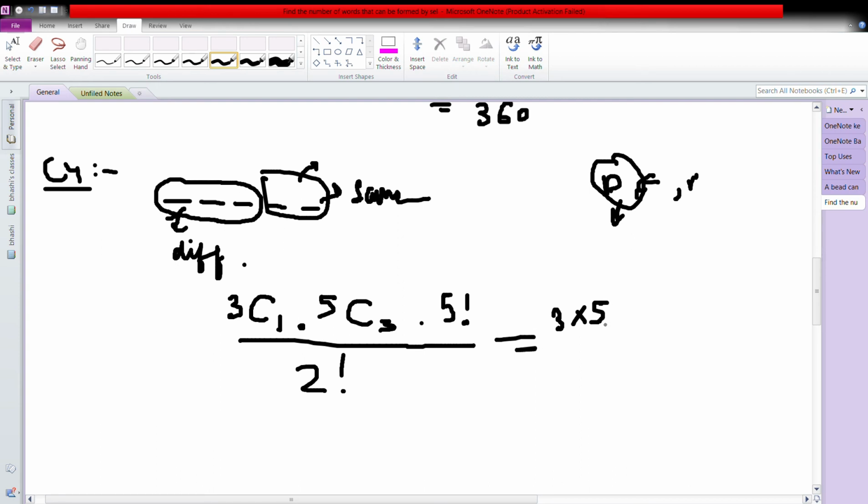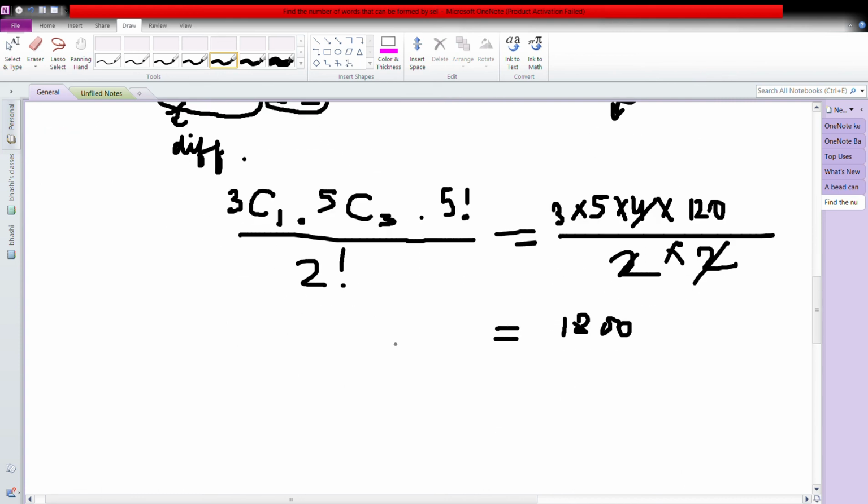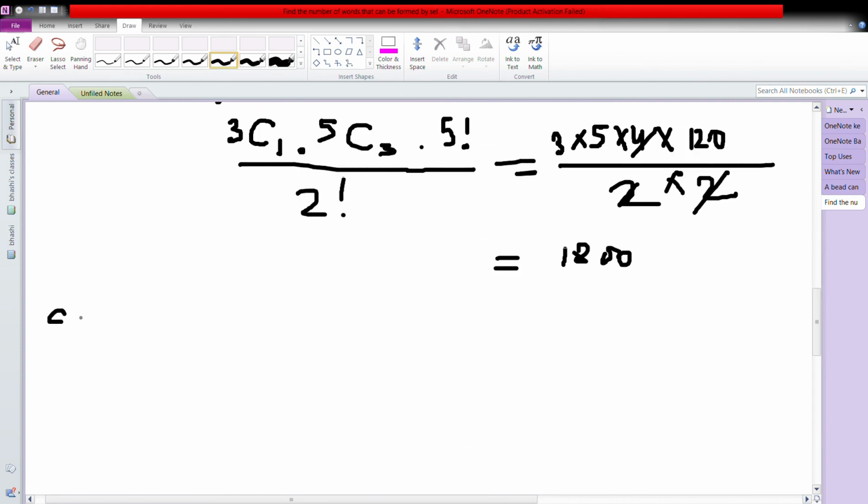We know that 5 factorial is 120, and this is divided by 2, so 5 factorial divided by 3 factorial divided by 2 factorial. Let's solve it out, and we are left with 15 and this 12. So we can get here 1800. Okay, our 4 cases are already made. Let's go to our 5th case and see if it exists or not.